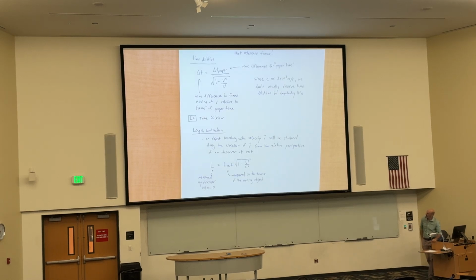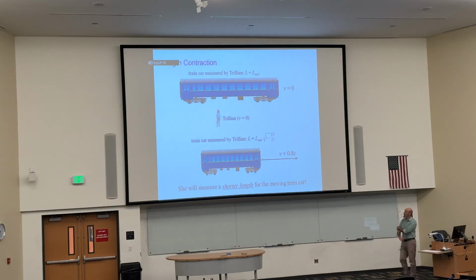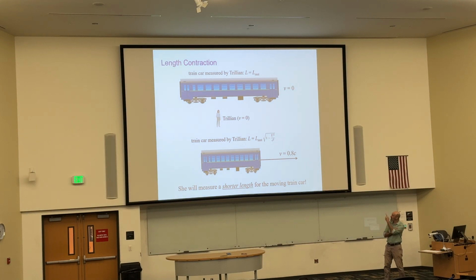There's also length contraction, right? So if you have an object traveling with some velocity, then it will be shortened along the direction of that velocity from the relative perspective of someone at rest. We illustrated that last time with this slide of 2 different train cars and Trillium, who is standing here with v equal to 0. So she's standing on the ground, v equal to 0. The train car at the top also has v equal to 0.